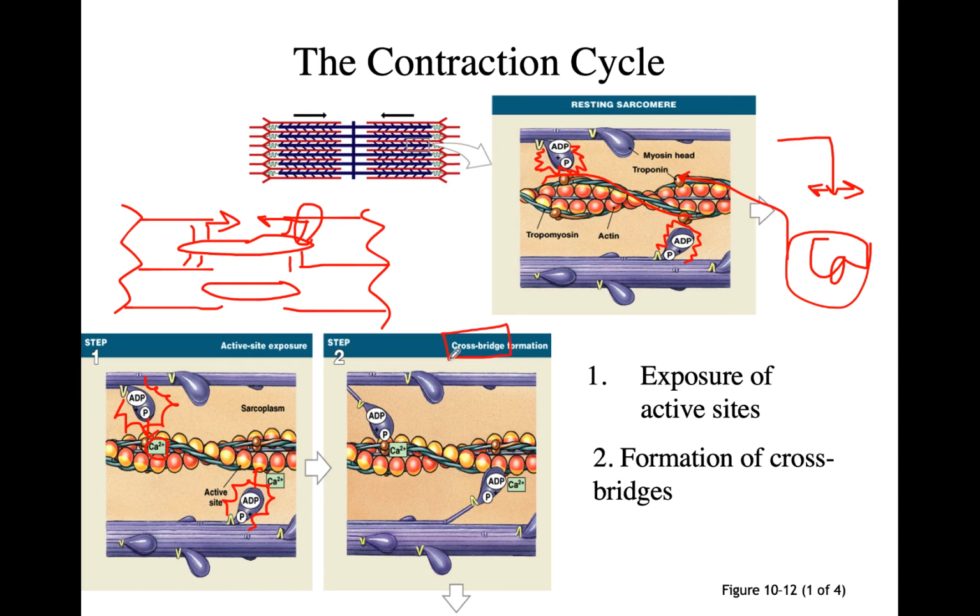So you need two things to form a cross bridge. You need calcium to have bound to troponin to pull tropomyosin out of the way. And you need ATP to have charged up this myosin head to give it the energy that it needs to bind on to the binding site.